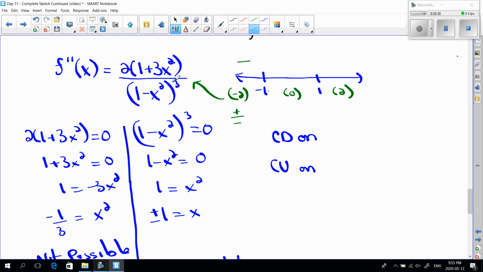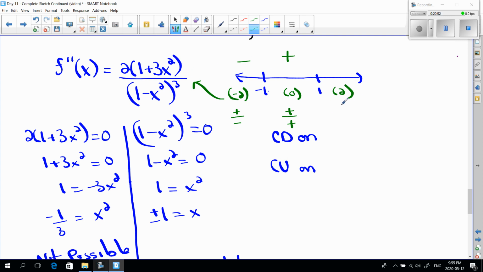I'm going to fill a 0 in. Numerator's positive. Denominator would be 1 minus 0 squared. That's 1 minus 0, which is 1. 1 cubed is 1. It's a positive. Positive divided by a positive gives me a positive answer. So the second derivative is positive from -1 to +1, means it's concave up on that interval.